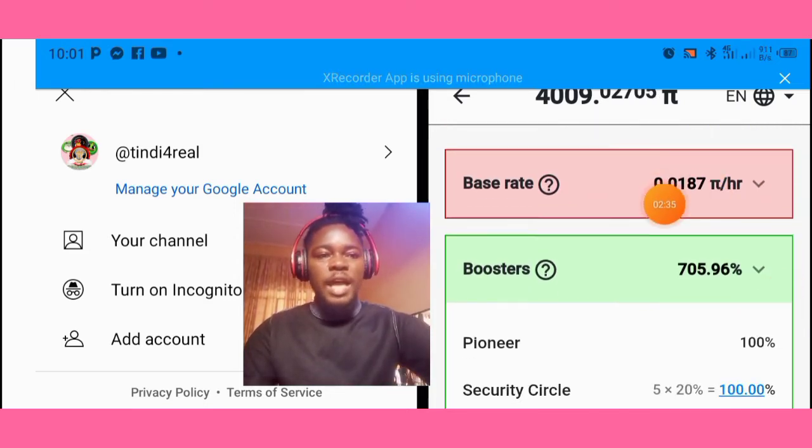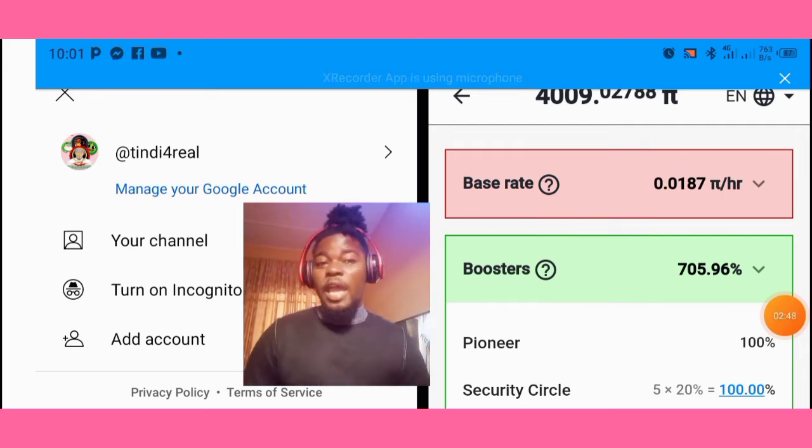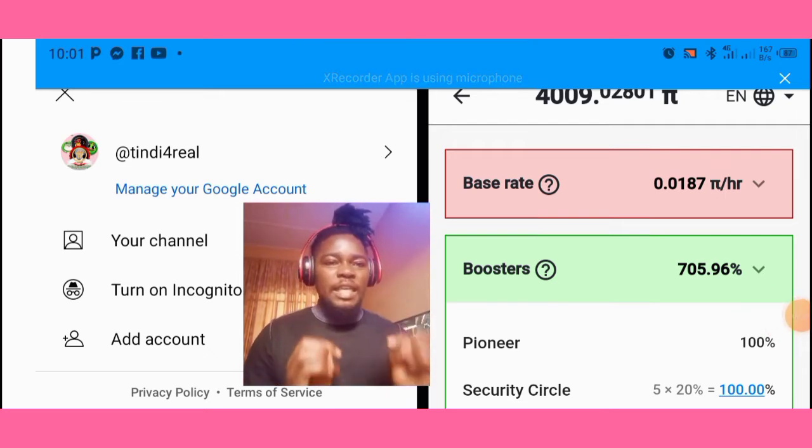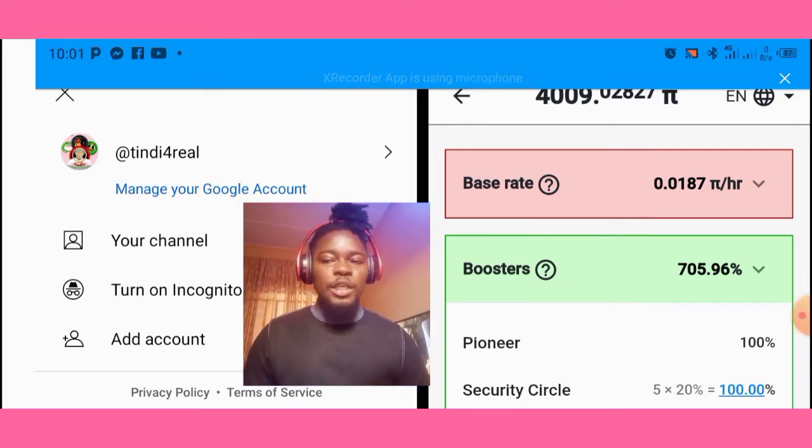The base mining rate at the moment is 0.0187 per hour. That is what you get as the base mining rate. So the ability to come back and start a new mining session after every 24 hours is a task for you to do to increase your mining rate. So that is the basis, that is the beginning.